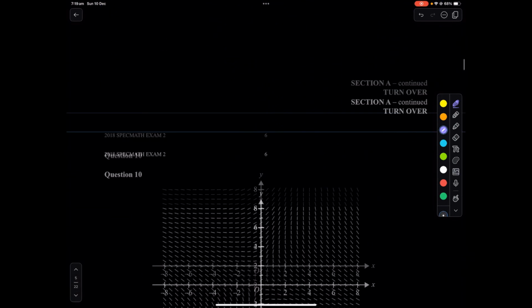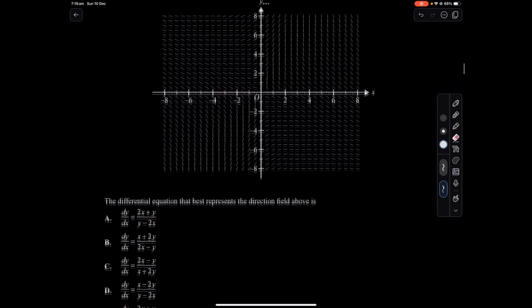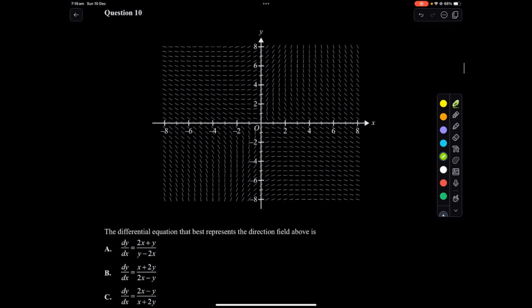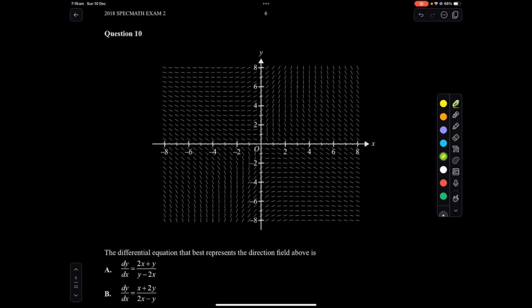Great. Question 10. The differential equation that best represents the directional field above is what? So normally you can do this in a CAS calculator in like a second, but I want to show you how to really understand how to solve these by hand. So let's take a point. Let's say we take this point over here, 0, 2.